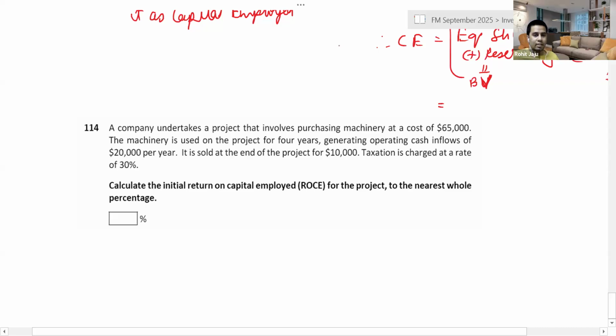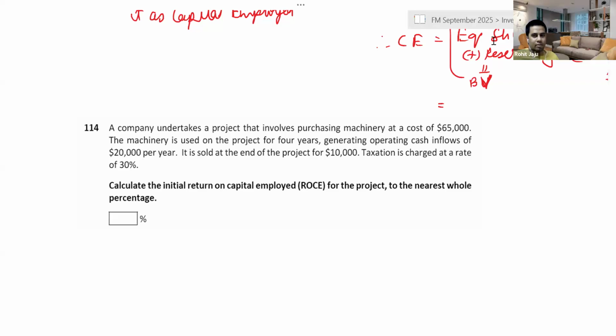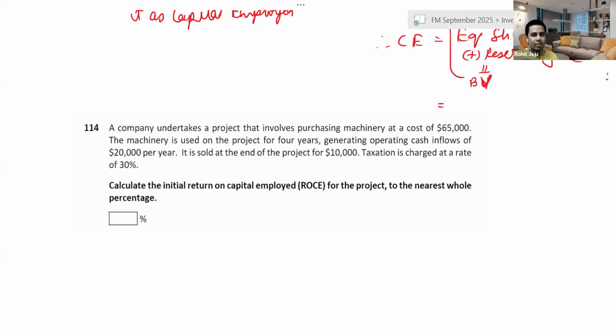PBIT. Correct. Then it is sold at the end of the project for $10,000. What is the 10,000? Scrap value, correct. Now taxation is charged at the rate of 30%. Where did taxation come from? Do you do anything with taxation? Tell me. Have we talked about taxation anywhere in PBIT? Now is this given to confuse you, or is this something that you will consider? Tell me. Confusion.